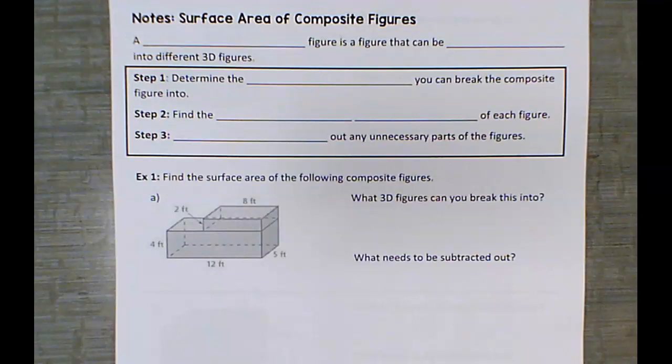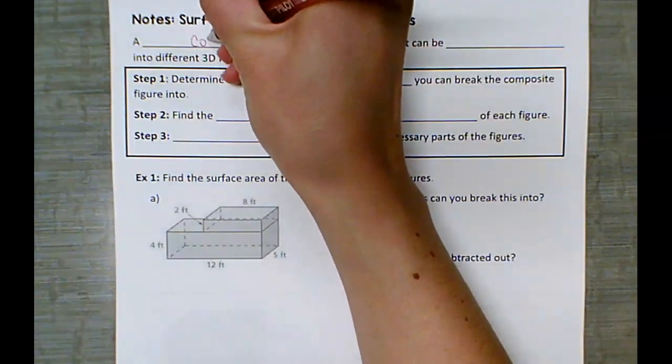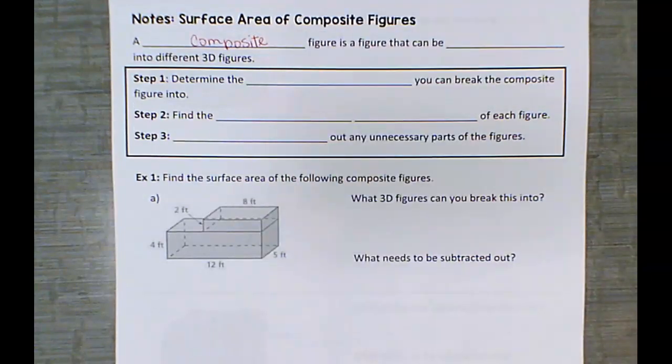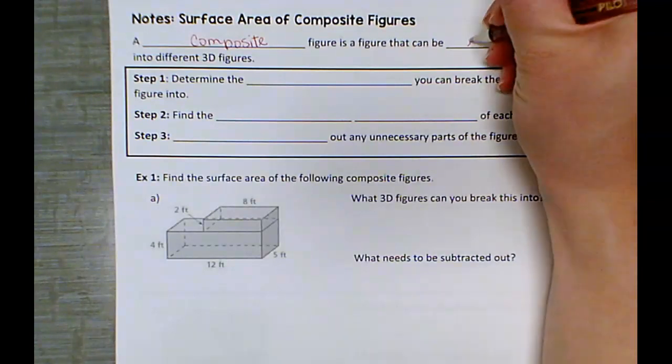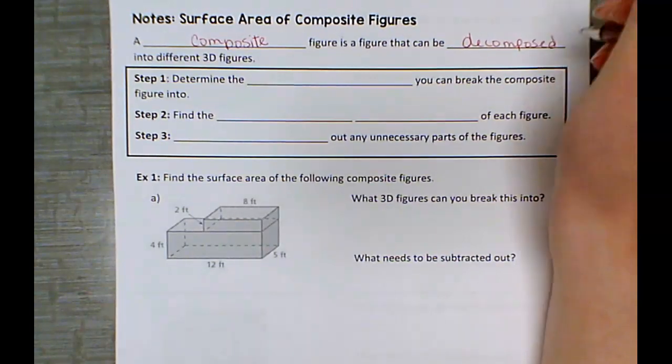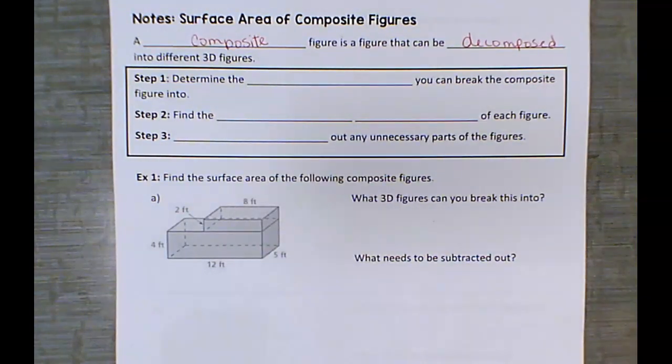Hi everyone, today we're going to talk about the surface area of composite figures. Now remember that a composite figure, which we've talked about in 2 dimensions, but today we're going to talk about in 3 dimensions. A composite figure is a figure that can be decomposed or deconstructed or broken apart into different 3D figures.